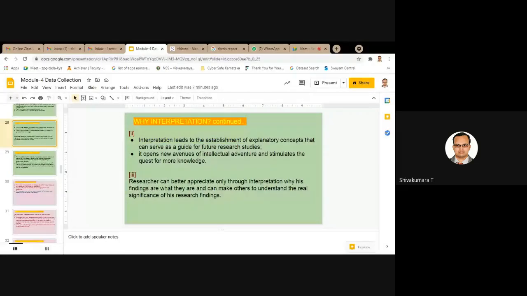Then the second reason: why we need interpretation. Interpretation leads to the establishment of explanatory concepts that can serve as a guide for future research studies. See, when you start interpreting, whatever you do in the research process, everything starts coming from your mind. When it comes out of your mind, it is in the form of implementation.